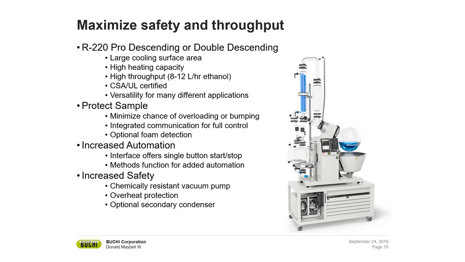We also have overheat protection on the bath, and then an optional secondary condenser on the back of the vacuum pump. In the event that a little bit of solvent does overload the condenser and go into your vacuum source, you want to make sure that you catch it on the back end with the secondary condenser so that the user is not breathing in those harmful vapors.